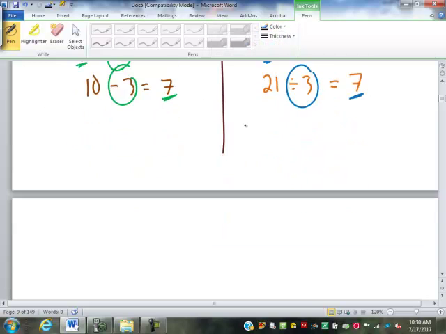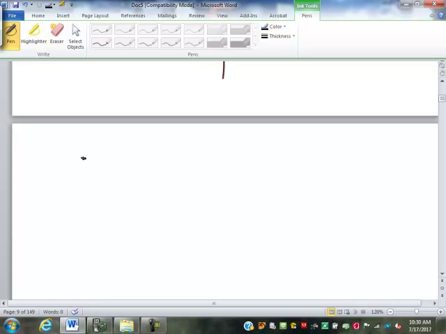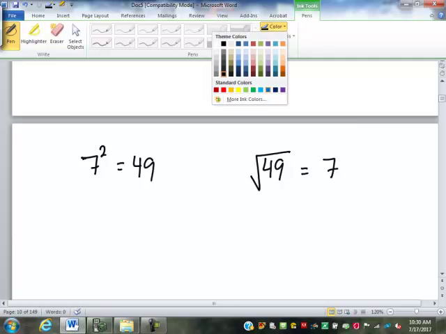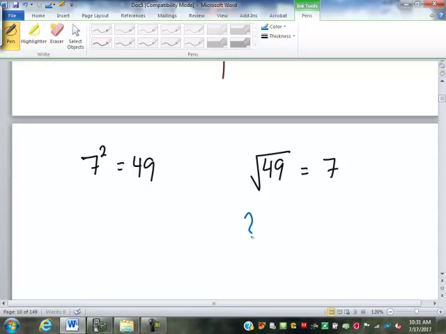If I have 7 squared, what do I get? 49. If I want to take that 49 and get back to 7, what do I do? Square root. The square root of 49 is asking what number squared equals 49? Well, it's 7 squared.